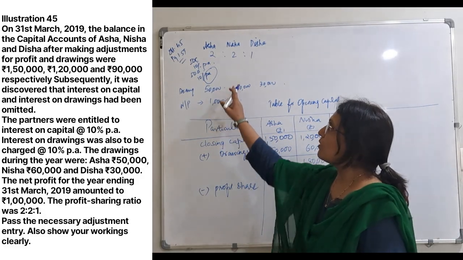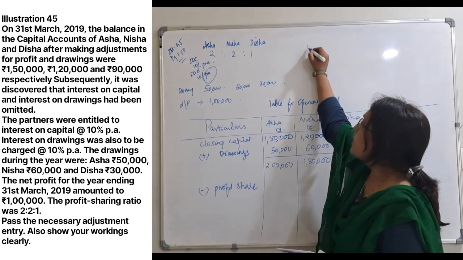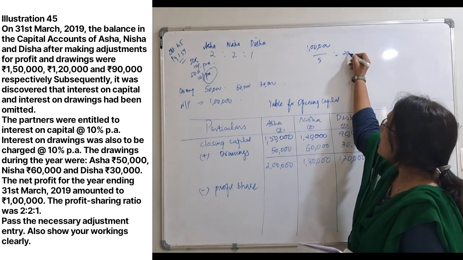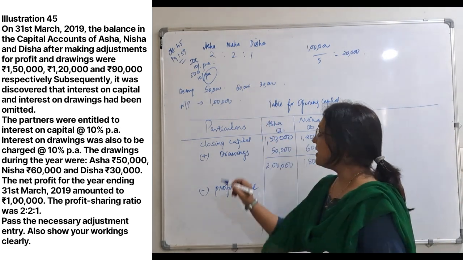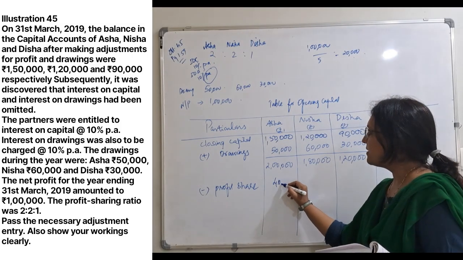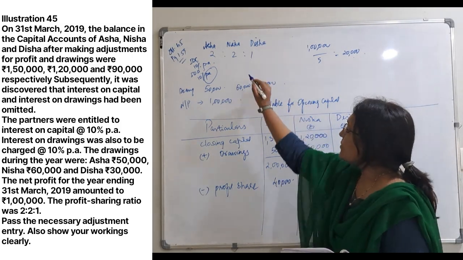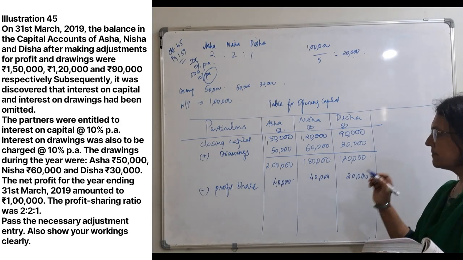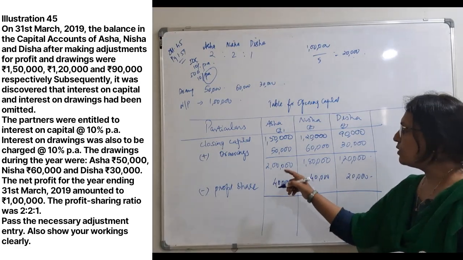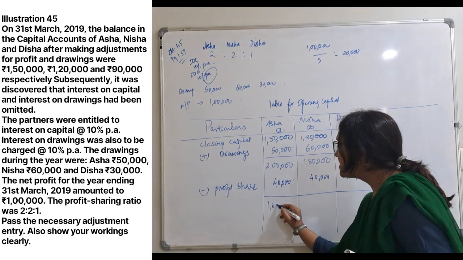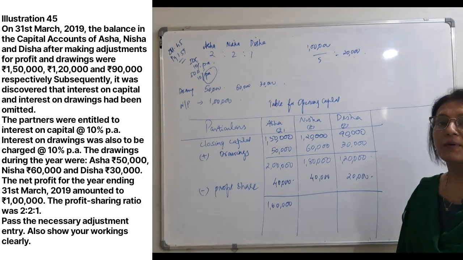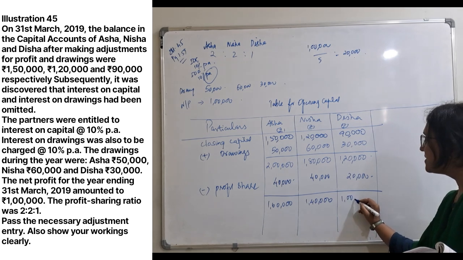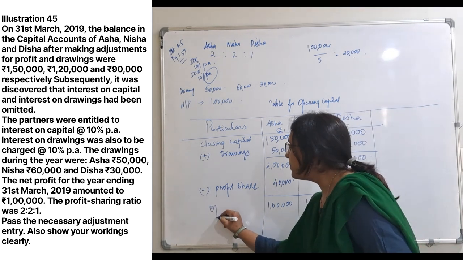Profit sharing ratio, 1 lakh was given in the ratio of 2:2:1. So 1 lakh, take the total 5, right? 5 twos are 10, so it is 20,000. Asha will get 20,000 into 2, 40,000. Nisha will get 20,000 into 2, 40,000, and Disha half of this, 20,000. We will be deducting this. So 2 lakh minus 40,000 is 1 lakh 60,000. 1 lakh 80 minus 40, 1 lakh 40,000. 1 lakh 20 minus 20, it is 1 lakh. So this is the opening capital.